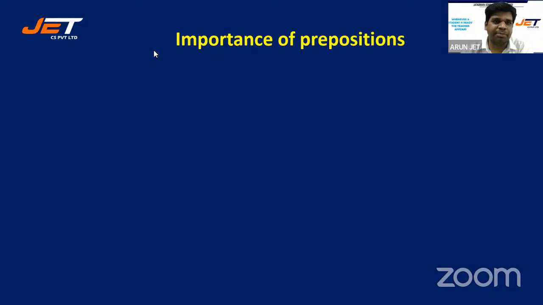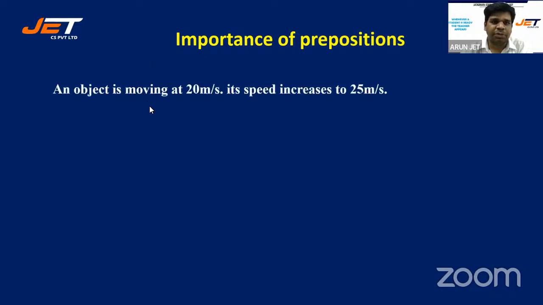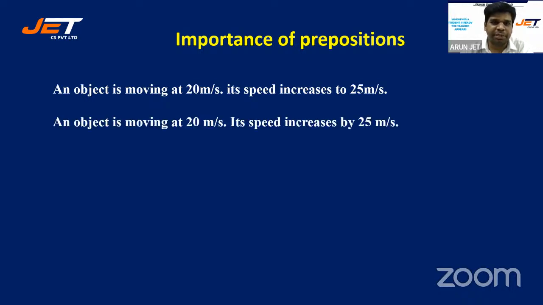For example, if an object is moving at 20 meters per second, and we say that its speed increases to 25 meters per second, what does it mean? And another statement says an object is moving at 20 meters per second and its speed increases by 25 meters per second. So what is the difference between these two? What is the final speed of the object, students?